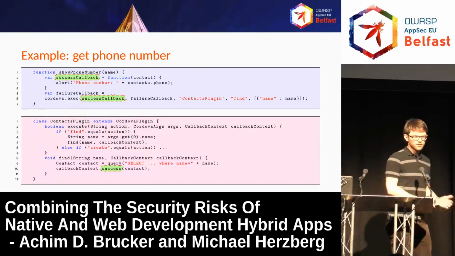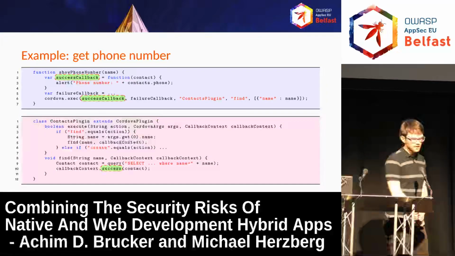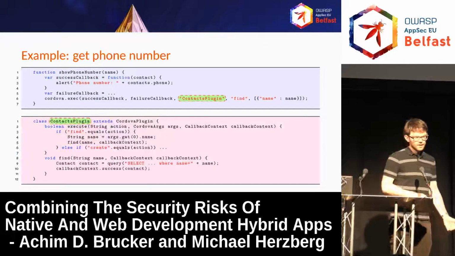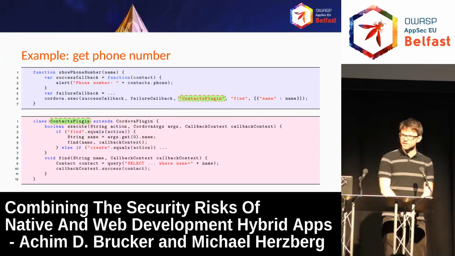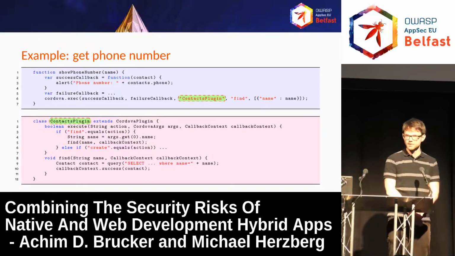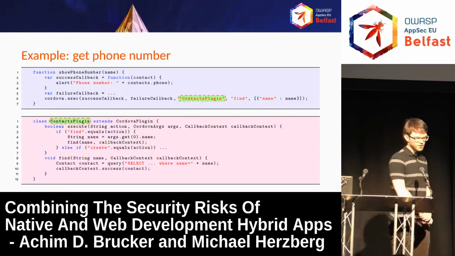You call it from the JavaScript side, and as usual in JavaScript, you get your result in the form of callbacks. For example, you have a success callback that, when it has finally retrieved the telephone number, simply presents it to the user in an alert box. On the JavaScript side, you also specify the target of your call, which is a string here and corresponds to the name of the Java class. That translation is done by the Cordova framework.